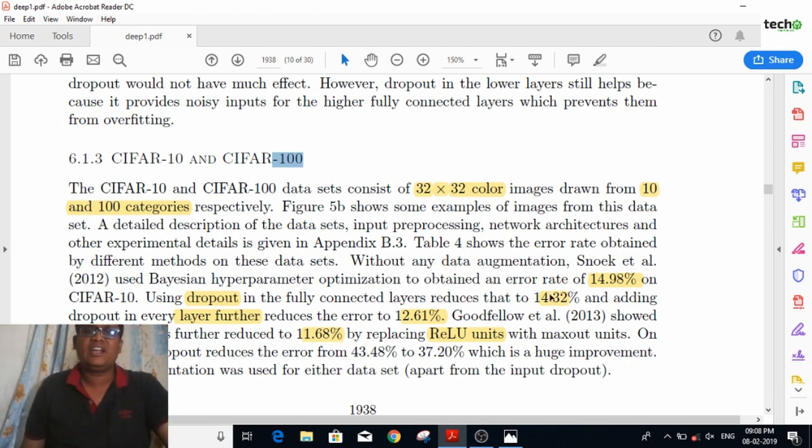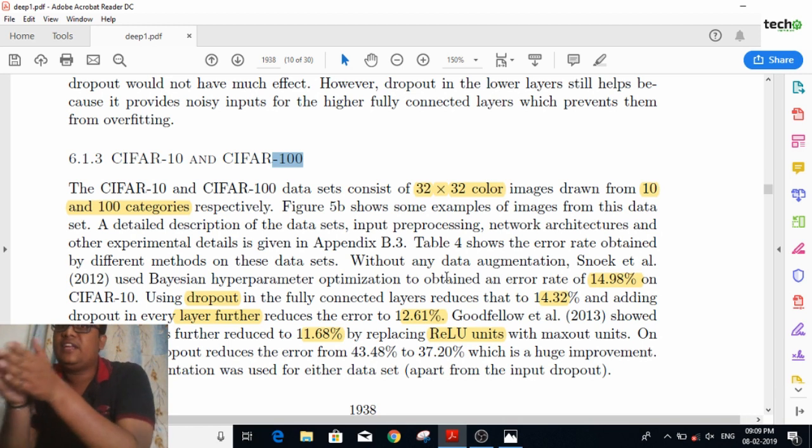So these are all the error rates which have been obtained by making use of dropout or some other algorithms which have been applied. Before applying dropout, the error was 14.98. After introducing dropout for the whole network, it was reduced to 14.32, and later they added this dropout for each layer. By adding dropout for each layer, it was considerably reduced from 14 to 12.2%, by adding dropout for every hidden layer.